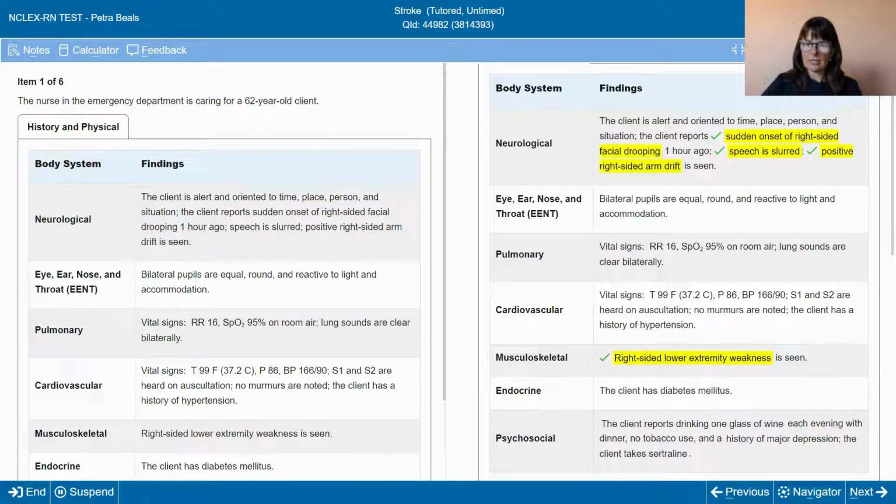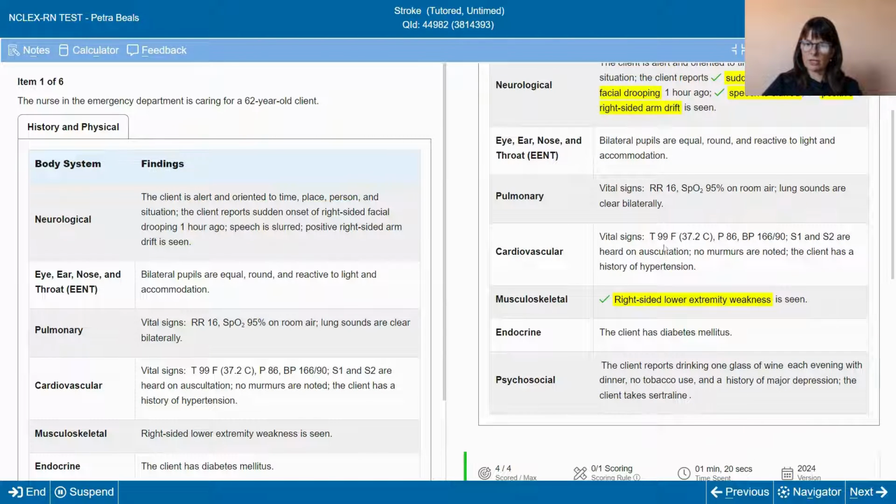The EENT pupils are equal, round, and reactive to light and accommodation. So that's normal. Vital signs look pretty normal. Lungs are clear. More vital signs here with the temperature, blood pressure, and heart rate. A little bit of an elevation in blood pressure, but nothing too concerning. S1 and S2, no murmurs. History of hypertension. And then for musculoskeletal, we have right-sided lower extremity weakness, endocrine, history of diabetes. And then psychosocial, they drink 1 glass of wine each evening, no tobacco use, and a history of major depression.